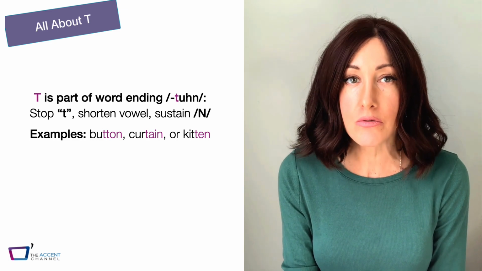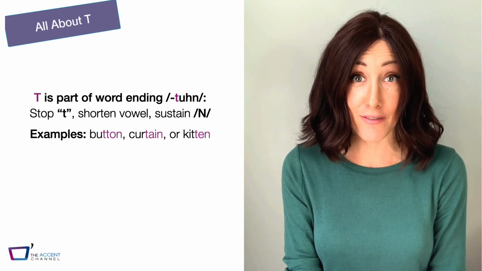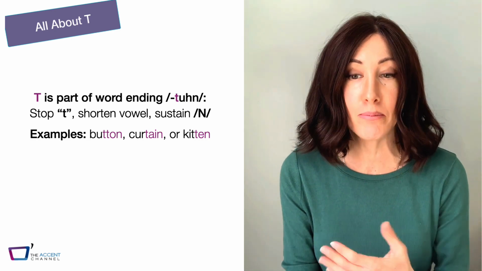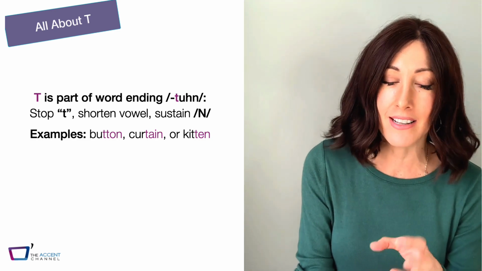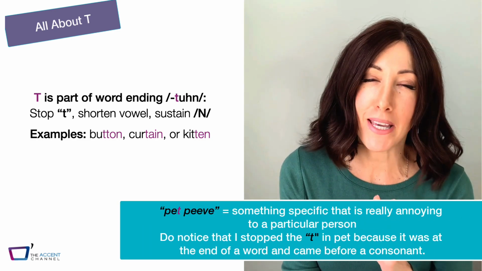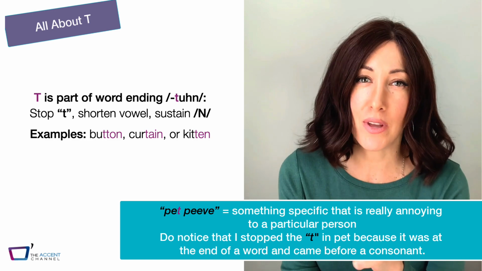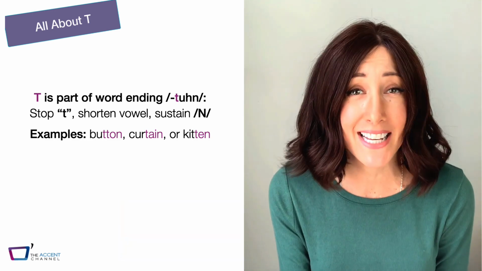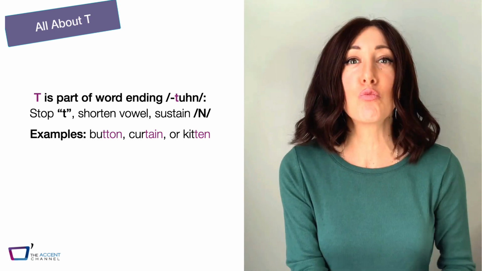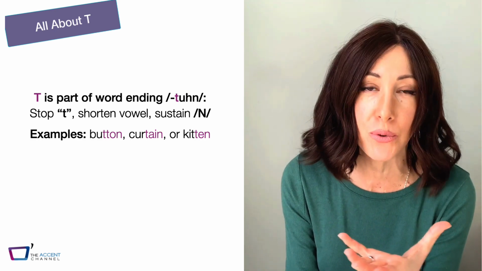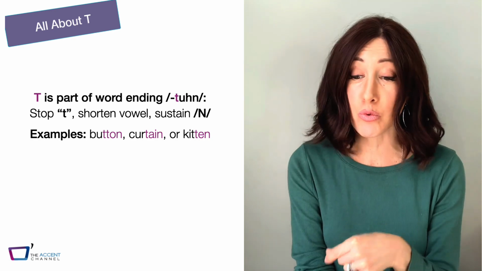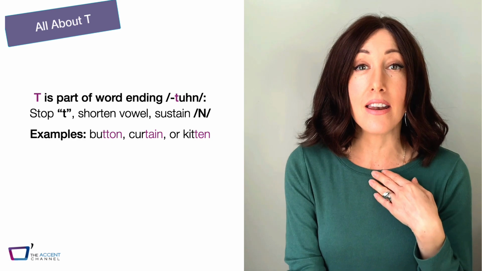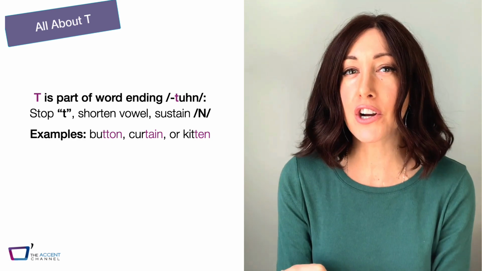You will hear certain dialects of American English use a D in this situation. So you'll hear "budden," "curdain," "kidden." It's one of my pet peeves. Don't put a D there. If you're going to do anything, put a T. I'd rather hear button, curtain, kitten. At least it's very clear as to what the word is that you're meaning to use. But if you can get it down, get this rule. Stop the T, shorten the vowel, sustain the N. Button. Curtain.